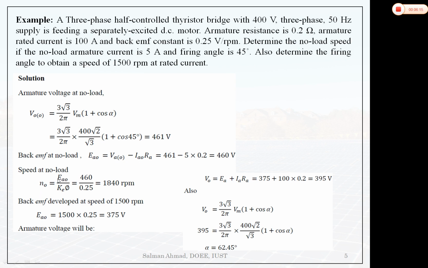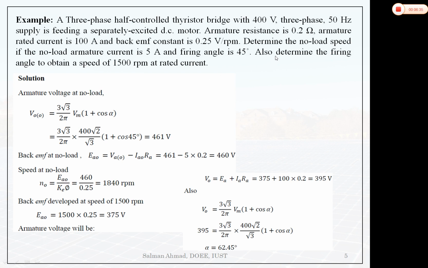So speed will be back EMF upon Ke, and this value is given. This speed will be in RPM because the constant is given as 0.25 volt per RPM. So 460 upon 0.25, we get the no load speed to be 1840 RPM.